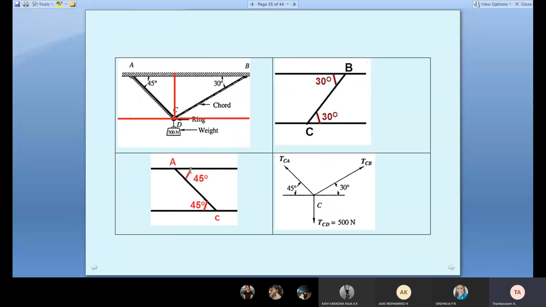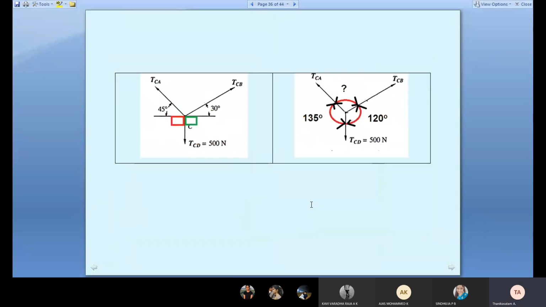The CA line is at A point, 45 degrees, the alternate angle with this horizontal. See the last diagram, the fourth one at the bottom right. How did 30 come? Here like that, the alternate angle. Similarly, 45 came like this. So three forces are acting, and the 500 is acting vertically downward. So why can we apply Lami's theorem? We must know the angles.